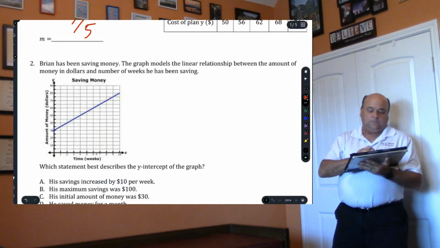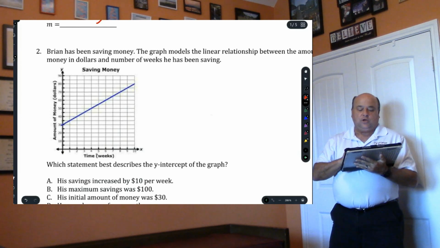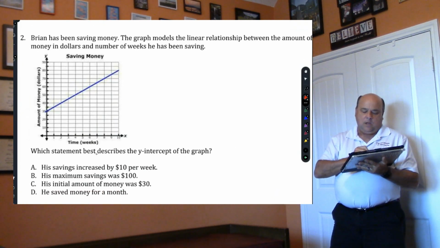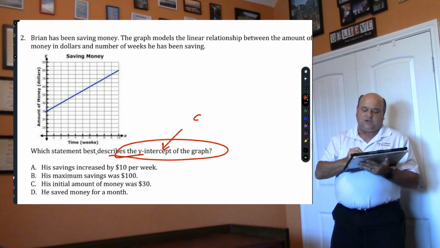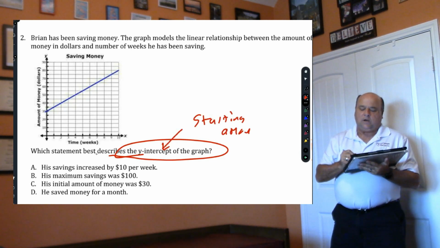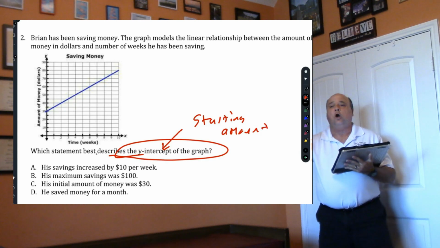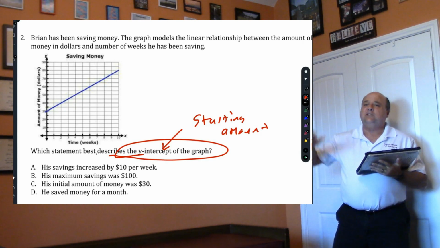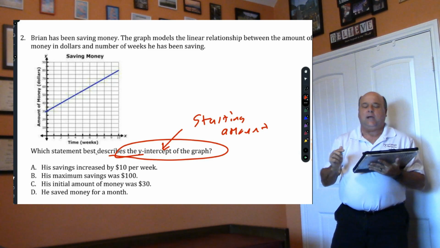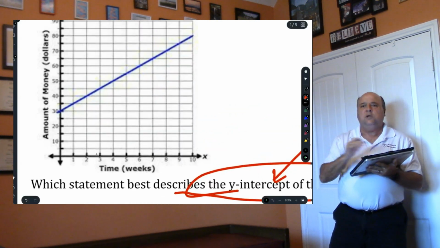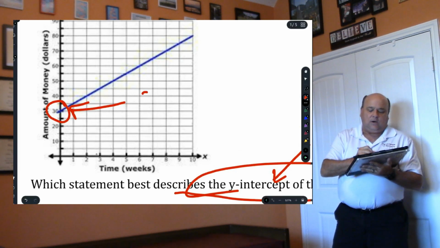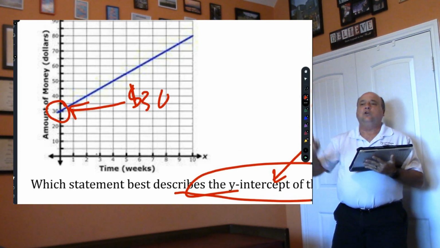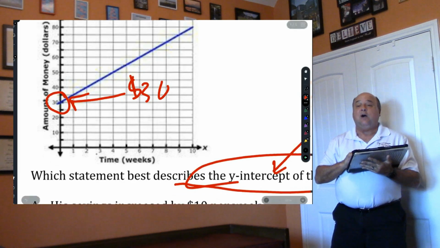Go to number 2. Okay, on number 2, if you read the problem, we want the y-intercept of the graph. Your y-intercept is going to be the starting amount. We'll do this when we graph lines. That's where you start when you graph a line. It's also the initial amount of money you have. So if you zoom into this table, my starting amount right here is at $30. So I start my bank savings account with 30 bucks.